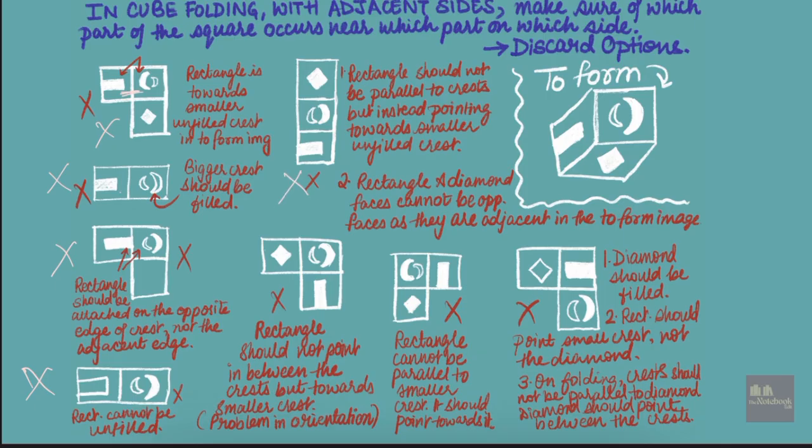Next we have this thing. The diamond is facing in the middle of the smaller crest. Okay, it's not facing over here or over here, it's facing in the middle of the smaller crest like this, horizontally, not vertically. So this also cannot be your correct option. Next we have this thing. The rectangle, again, cannot be parallel to your smaller crest. This is basically the same thing as this. Okay.